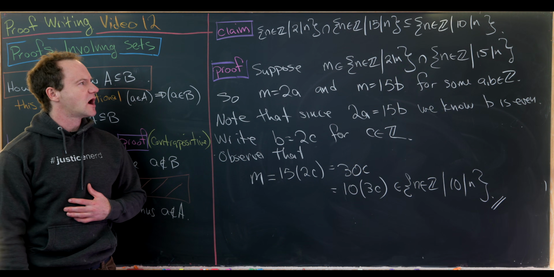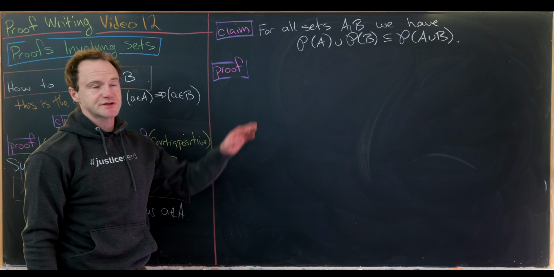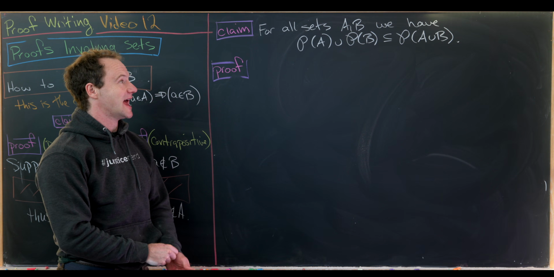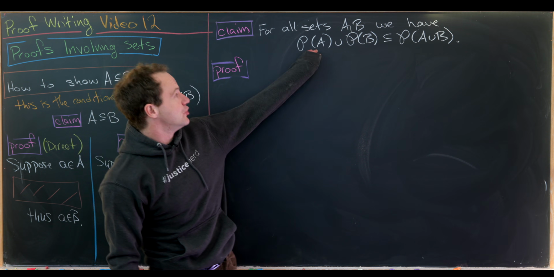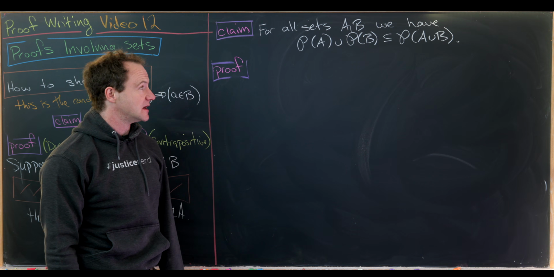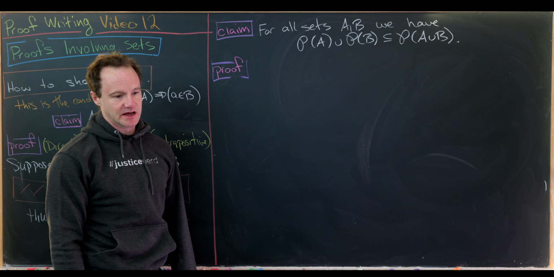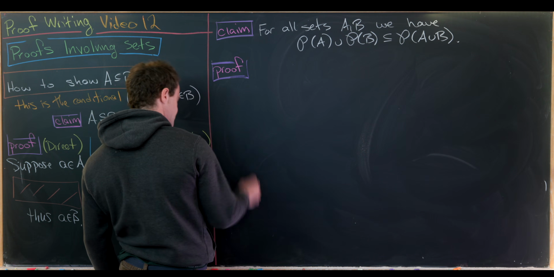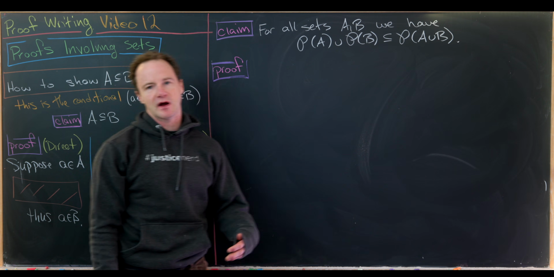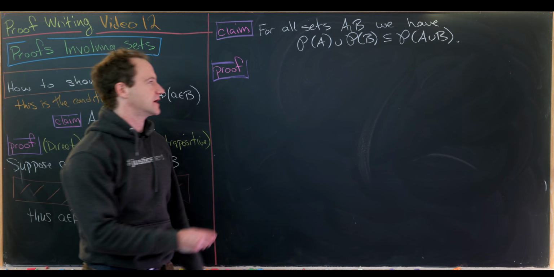So now let's do a couple more that are a little bit more abstract. So for our next result, we'll show for all sets A and B, the union of the power set of A with the power set of B is a subset of the power set of the union of A and B. Let's recall, in order to be inside the power set of a set, you are a subset of that set. Okay, so let's get going.